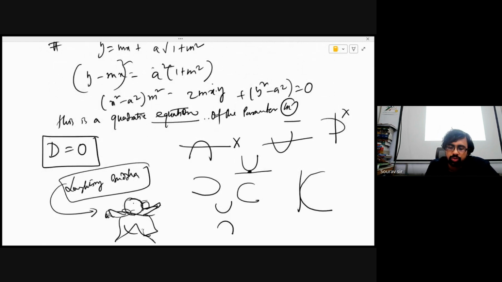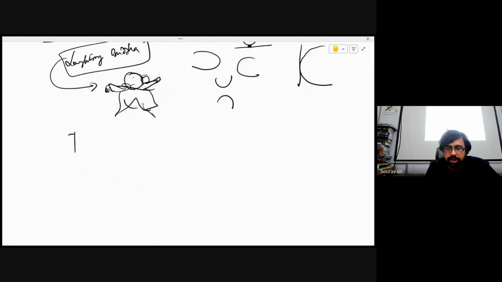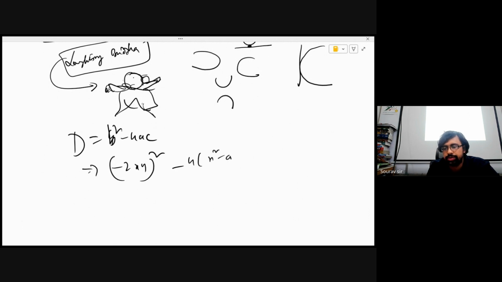So b square, leaving aside m, this is a quadratic equation of m. So m is actually playing the role of x. Clear? So b square minus 4ac. So here d equal to b square minus 4ac. So that is minus 2xy whole square minus 4 times x square minus a square, y square minus a square, equal to 0. That's it. So 4x square y square.